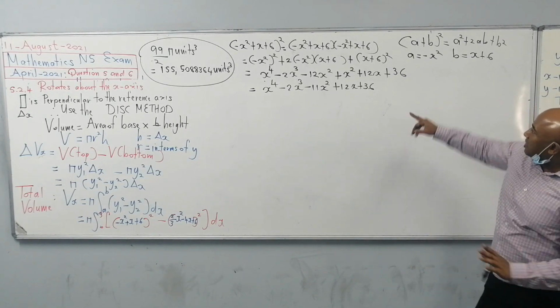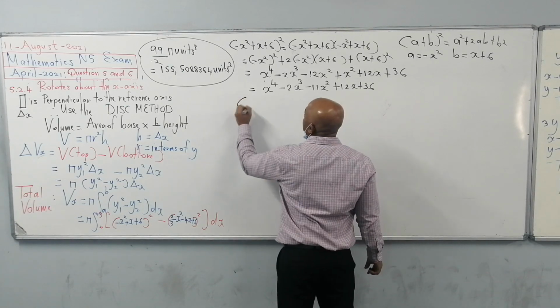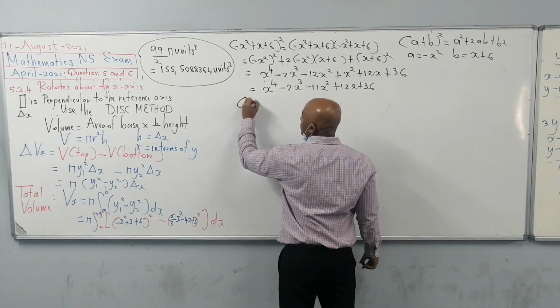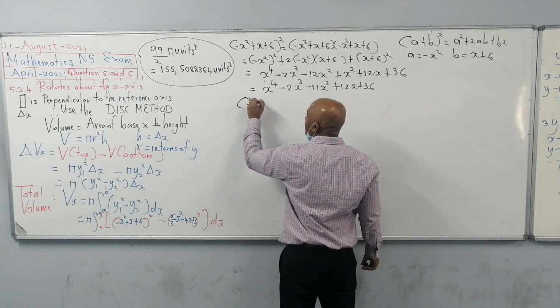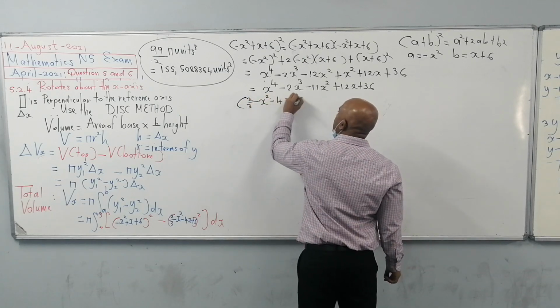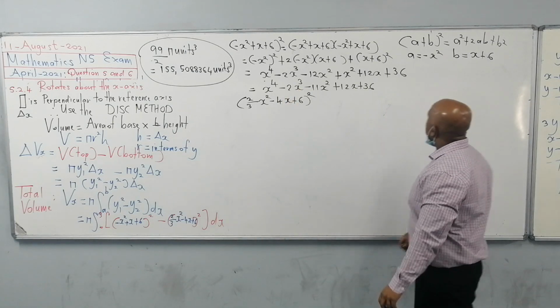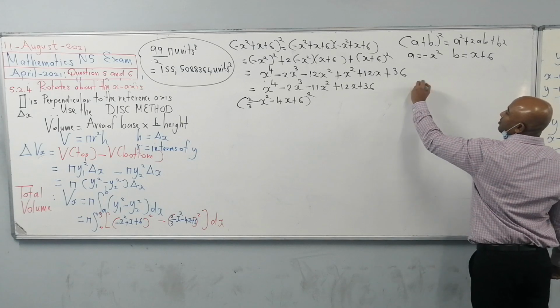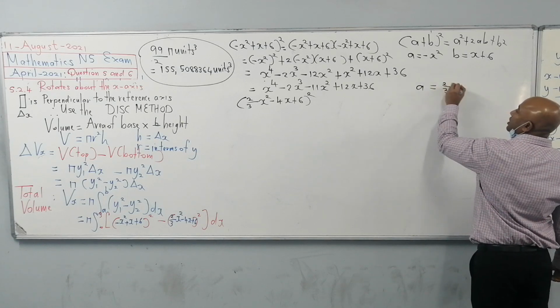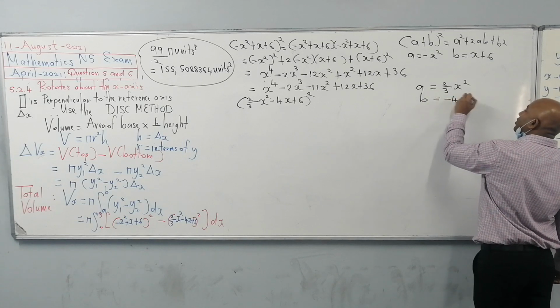Alright, so I'm just using the formula here. Let me do the other one now. What do I have here? I have 2 over 3 x squared minus 4x plus 6, and I want to square this whole thing. So in this case, I'm going to say let my a be 2 over 3x squared, and my b will be minus 4x plus 6.